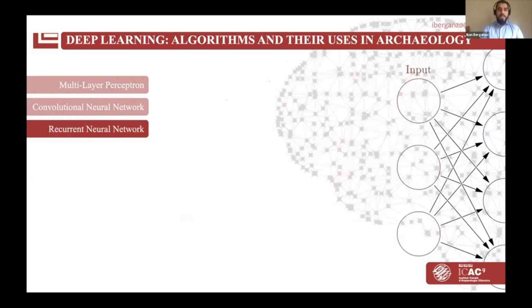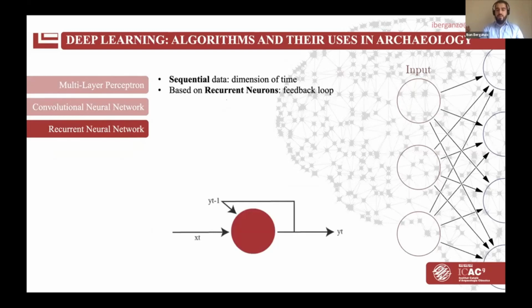And the last type of algorithm in deep learning is the recurrent neural network. This is quite different because it uses sequential data, because it has the dimension of time. It's based on recurrent neurons, that is the same neuron that we saw before, but with a feedback loop that uses its input, but also the previous ones. So now we can decide the next prediction because we know all the previous input data.